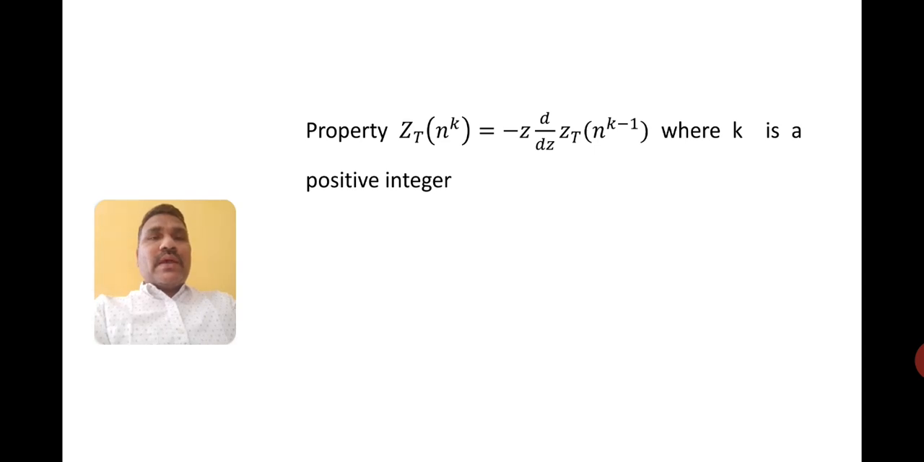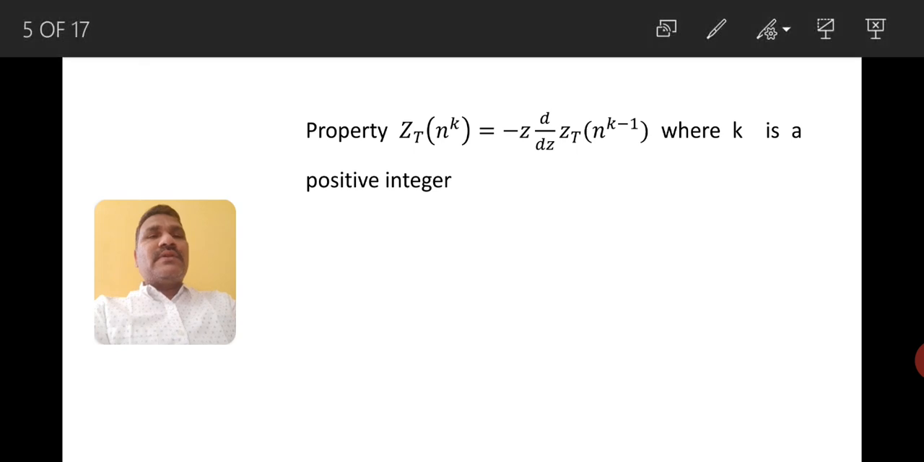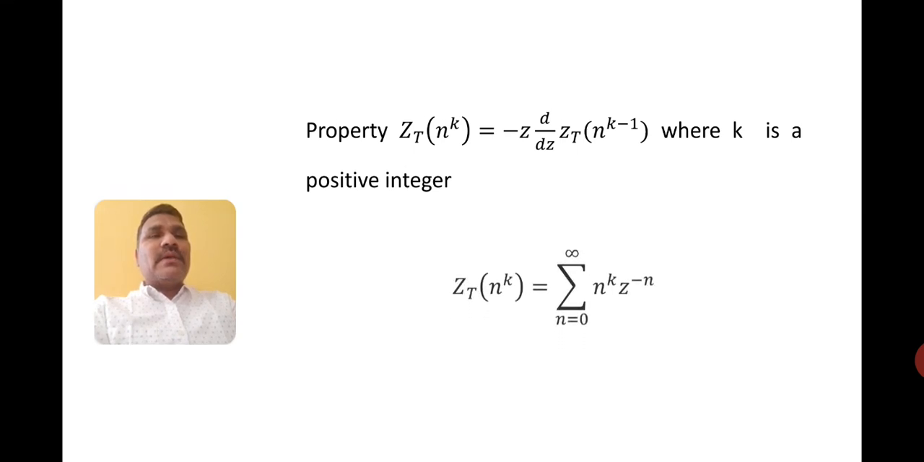To show this, we have to consider once again the definition of the Z transform. As you know, the definition of the Z transform of u_n is the summation, n running from 0 to infinity, of u_n z to the power minus n. So according to the definition, I am writing this as follows: in the place of u_n we took n to the power k. So the summation, n running from 0 to infinity, of n to the power k z to the power minus n.